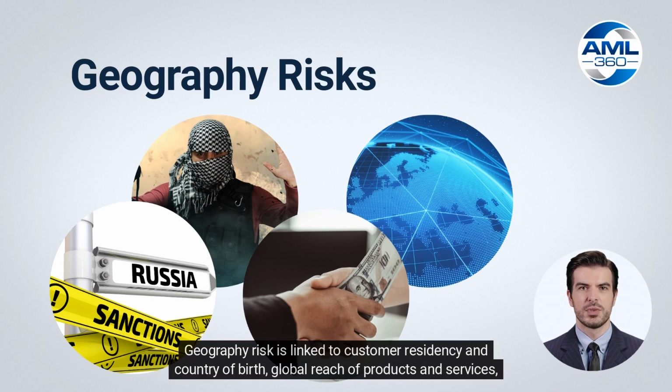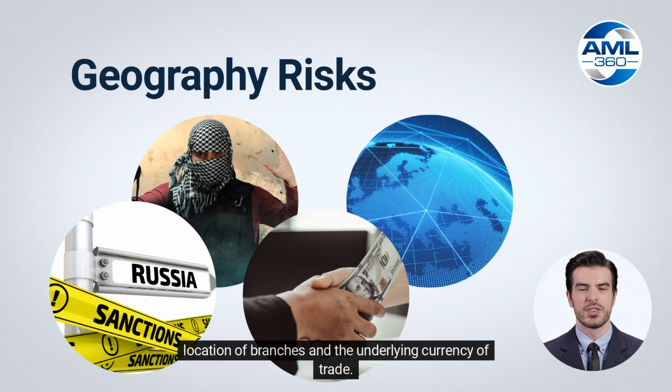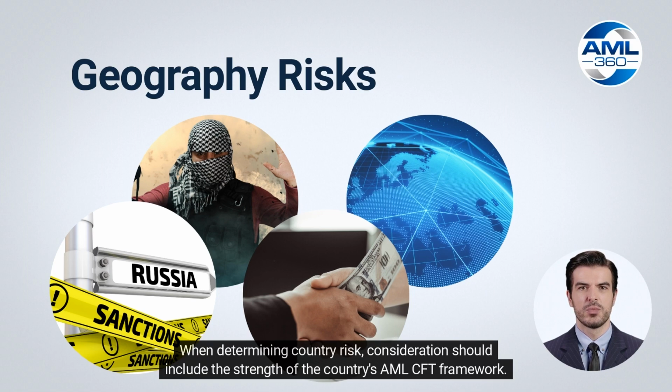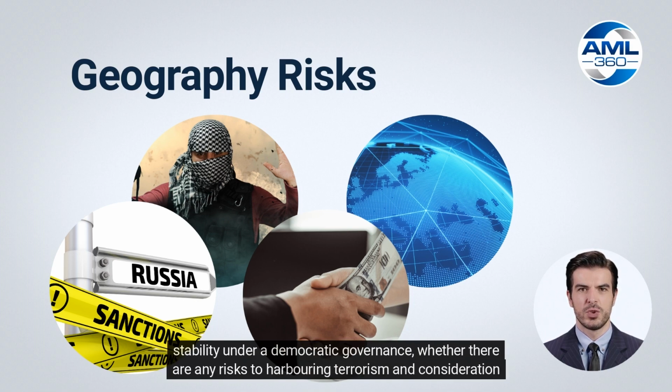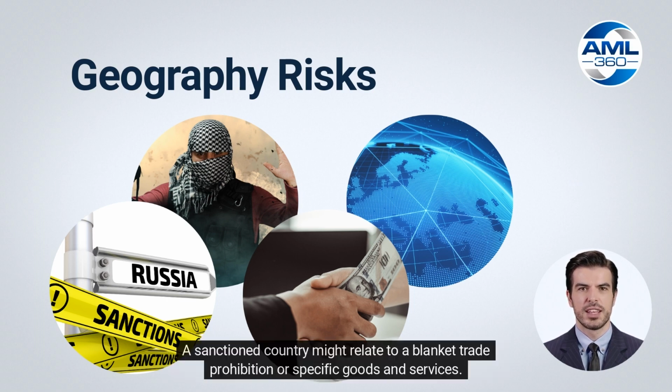Geography risk is linked to customer residency and country of birth, global reach of products and services, location of branches, and the underlying currency of trade. When determining country risk, consideration should include the strength of the country's AML-CFT framework. Other factors to consider include whether the country has high levels of corruption, if the government offers stability under a democratic governance, whether there are any risks to harboring terrorism, and consideration of country borders. A sanctioned country might relate to a blanket trade prohibition or specific goods and services.